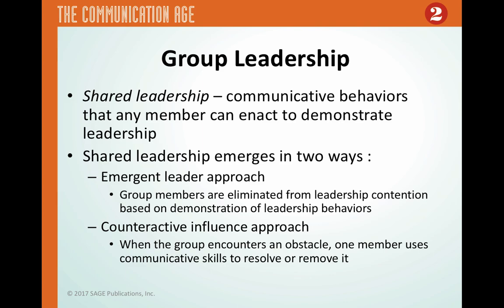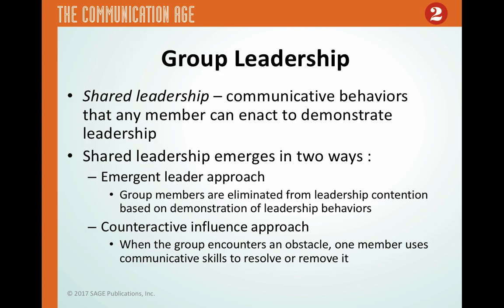It's shared leadership, and it's the notion that there are communicative behaviors that any member can enact to demonstrate leadership. Any individual in a group can show leadership. You do not have to be told that you're the boss or you're the manager or you're the leader to be a leader. We can engage in a lot of different communicative behaviors, and each of us can become a leader at different points in time depending on what is happening in that situation. This happens in two ways.